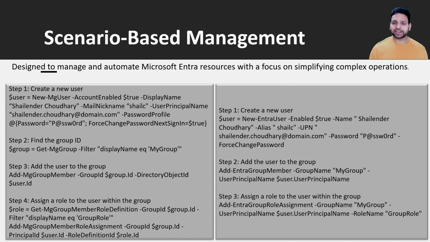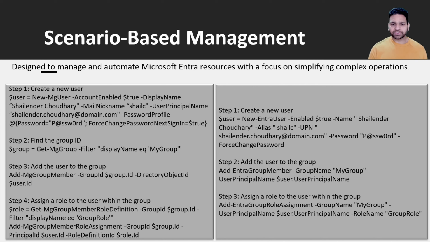However, in the case of the Entra PowerShell module, you can create a new user using the command which we have seen in the previous slide. Then add the user to the group using the group name itself. As you can see, my group is the name. Provide the group name and you can easily add the user to the group. And finally, assign the role. And here you have to provide significantly fewer parameters for assigning the role to a user within the group.